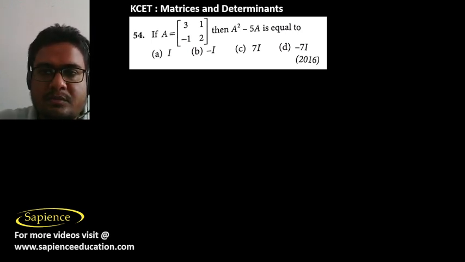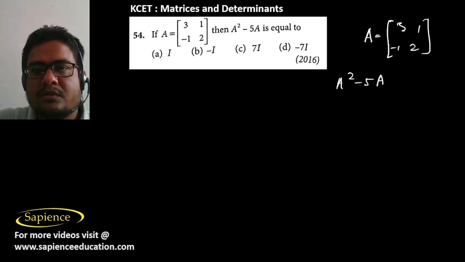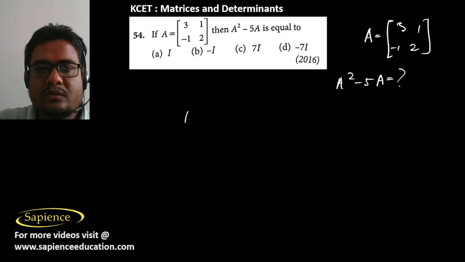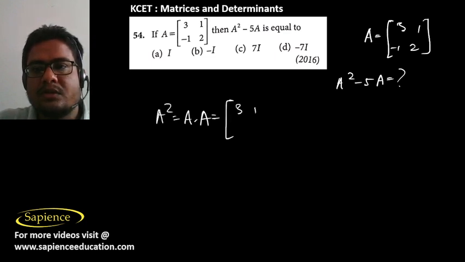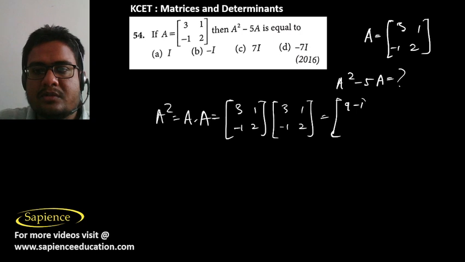Here it is told if the matrix A is 3, 1, minus 1, 2, then A square minus 5A is equal to? So A square means A into A, that is equal to 3, 1, minus 1, 2, times 3, 1, minus 1, 2. That will be the matrix. We have to multiply the first row with the first column. So 3 times 3 is 9, minus 1.